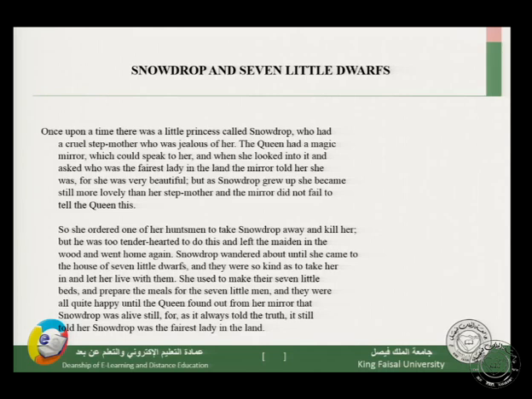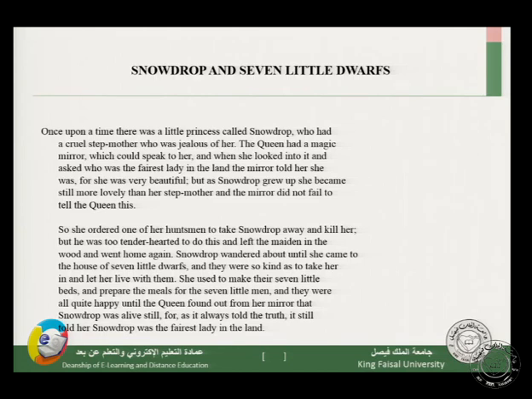Every time, the mirror says that no, Snowdrop is more beautiful than you. So the queen gets very angry when she hears that from the mirror, and she becomes more wicked, and she decides to get rid of her by any means, or to kill the princess. So she sent the little princess with the huntsman to the woods to get rid of her, to kill her.